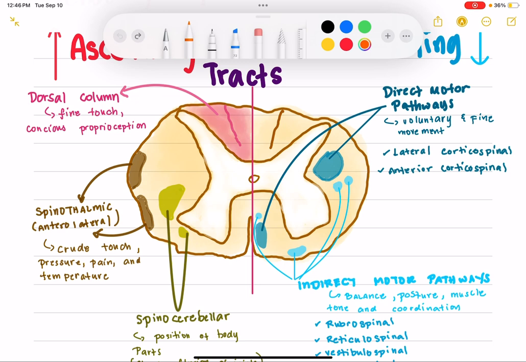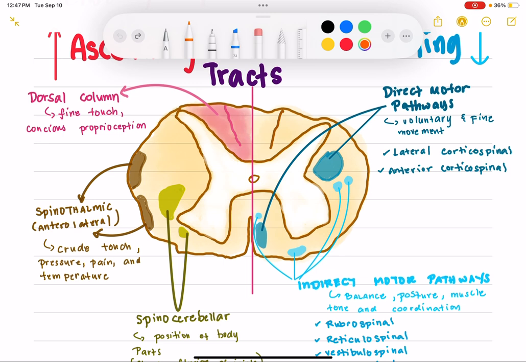The dorsal column carries fine touch and conscious proprioception. Proprioception is knowing where you are in your own space, like when you close your eyes and raise your hand, and you still know where your hand is going.